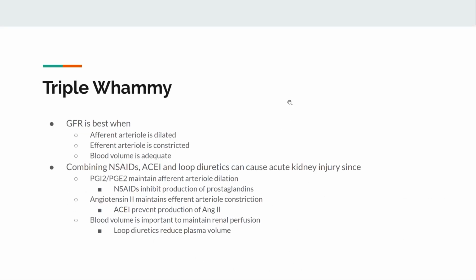Triple whammy is a related concept when you combine an NSAID, an ACE inhibitor, and a diuretic. As we said, GFR is best when the afferent arteriole is dilated, the efferent arteriole is constricted, and when there's enough blood volume around to give it to the kidney. If you give someone an NSAID, which inhibits the production of prostaglandins, you'll end up with a constricted afferent arteriole. If you give them an ACE inhibitor, you'll end up with a dilated efferent arteriole. And if they don't have enough blood volume to perfuse their kidney, then the whole thing falls apart, and that's what happens when you give them a diuretic as well.